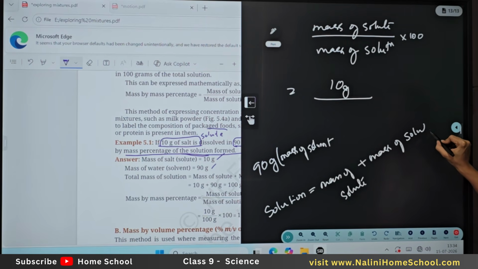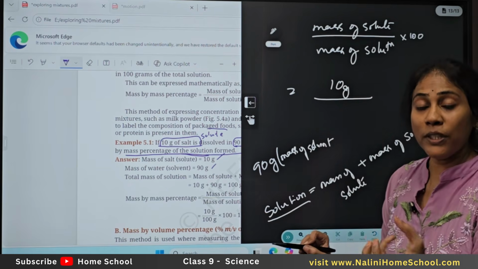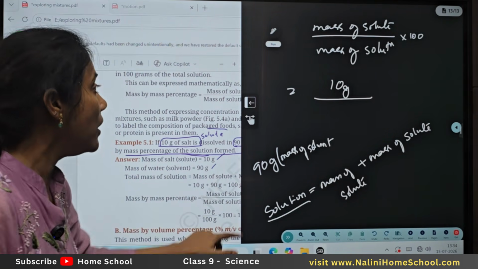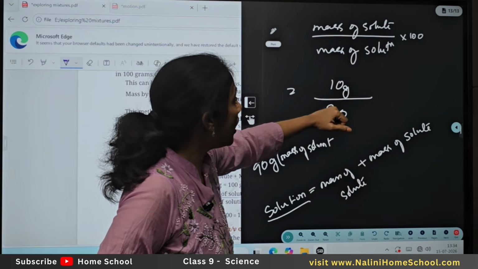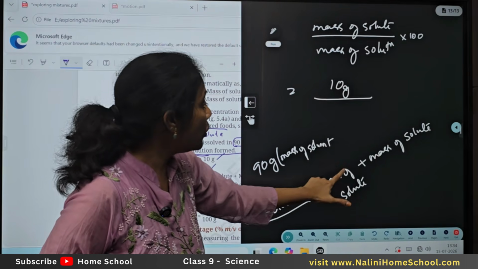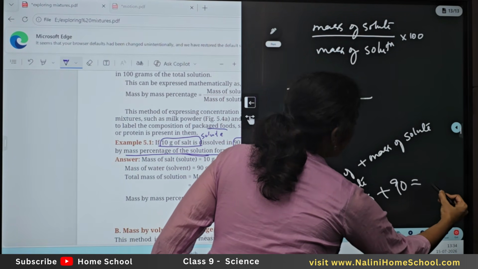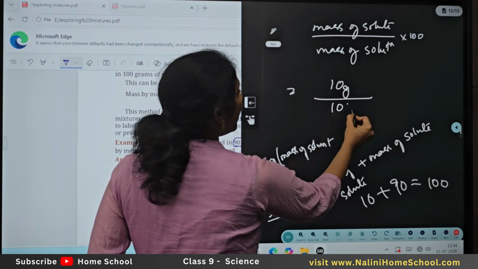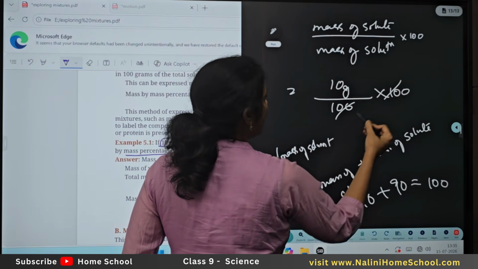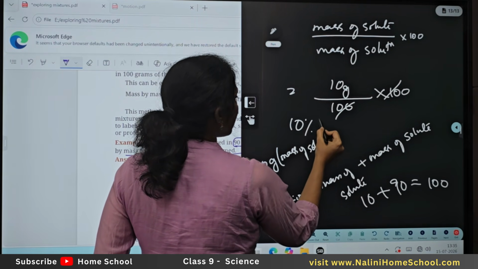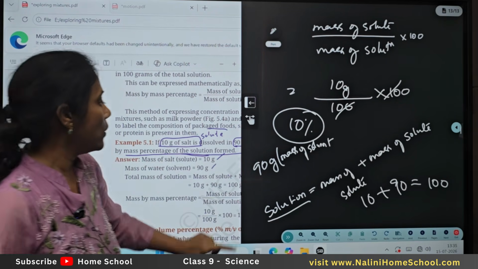So whenever you take the value in the denominator, it should be the mass of solute plus mass of solvent. Be very, very careful. If you put 90 here, it is wrong. 90 is the mass of solvent, so you want mass of solute plus mass of solvent. That means 10 plus 90. 10 plus 90 is how much? 100. So 100 you have to take in the denominator, multiply by 100. 100 cancels. So 10% is the mass by mass percent of this solution, guys.